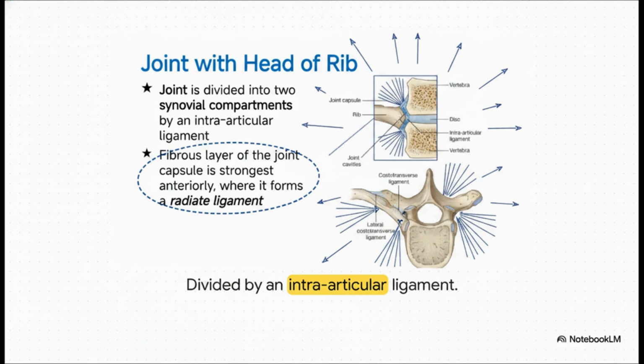This joint is actually split right down the middle into two separate synovial compartments by an intra-articular ligament. And to top it off, the fibrous capsule is reinforced at the front by a strong, fan-like structure known as the radiate ligament. Seriously, it's a masterpiece of anatomical engineering. It guarantees the rib stays firmly anchored while still being able to pivot.